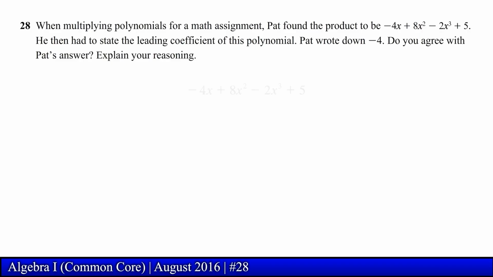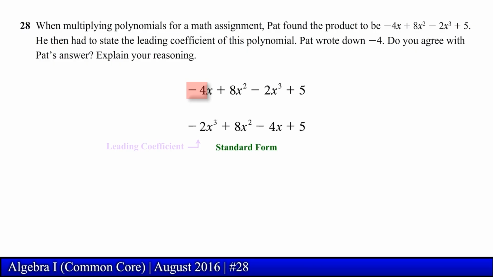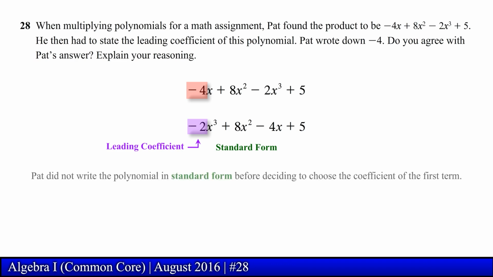The student found the product between two polynomials and then determined that the leading coefficient was equal to -4. Recall that the leading coefficient of a polynomial is the coefficient of the term that contains the highest power. When a polynomial is written in standard form, the term with the highest power will be the first term. It seems that the student had this in mind and selected the coefficient of the first term. The student's mistake was not writing the polynomial in standard form before deciding to choose the coefficient of the first term. As a result, the student stated the incorrect leading coefficient.